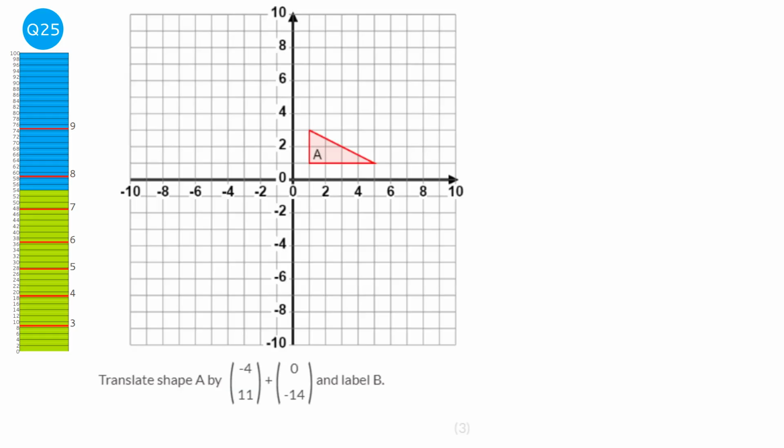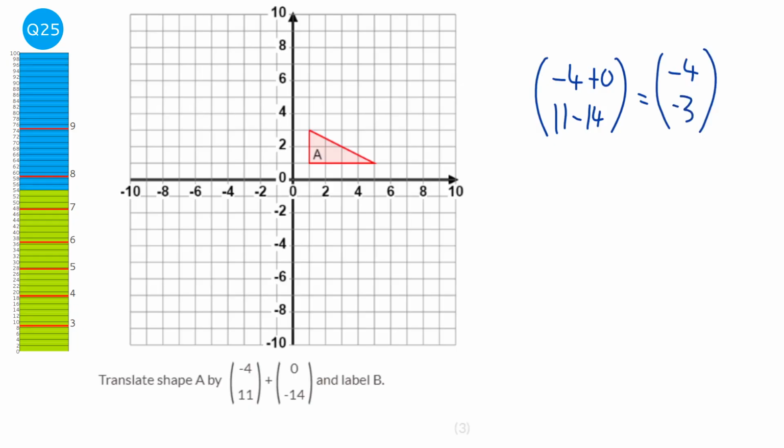First thing I'm going to do is add these column vectors. So we're going to add the tops first. And then we're going to add the bottoms. So it's plus minus 14. And so at the top it would be minus 4. And 11 take away 14 is minus 3.